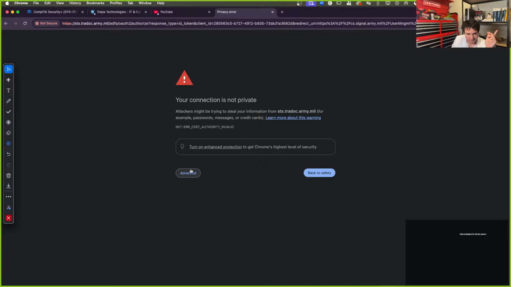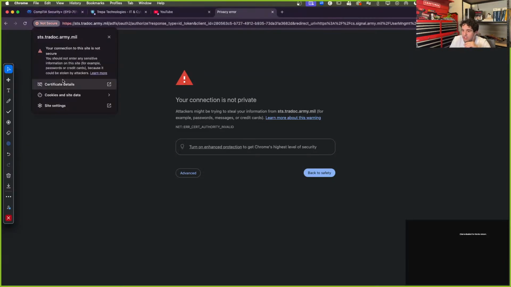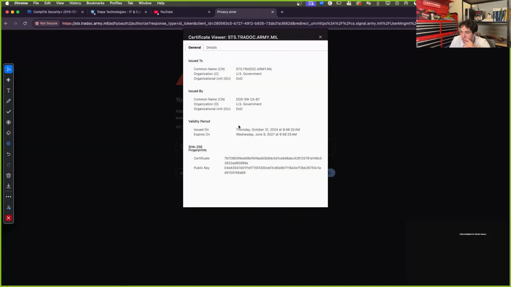Okay. So look at this. So does this mean we're not using HTTPS? No. If I did a Wireshark capture here, this is going to be TLS. What this is saying is that the web browser doesn't trust this website's certificate. And that trust just means that whoever issued this X.509 certificate to this website, sts.tradoc.army.mil, Google Chrome doesn't trust it. So if we come look here, it was issued by DoD SWCA67.